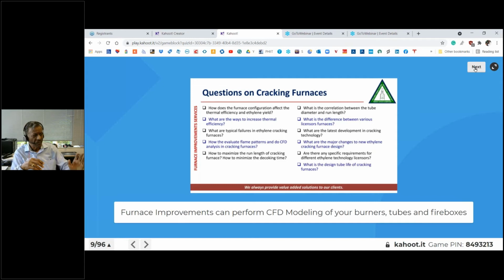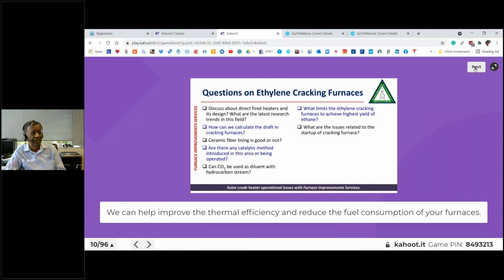Look at all these things: typical failures, flame patterns. We will try to help you with the operational issues and questions. I want to make it very simple. We can help you if you are having draft limitations, and we can help you with ceramic fiber, CO2 emissions, and greenhouse gas emissions. If you want to reduce greenhouse gas emissions or NOx emissions from your furnaces, we can help you there.